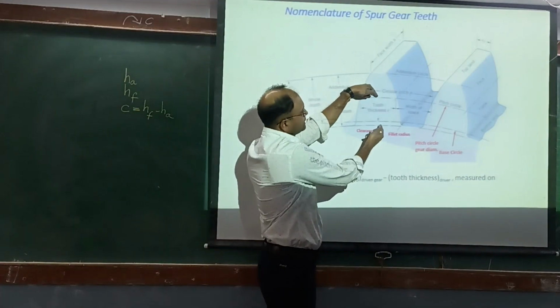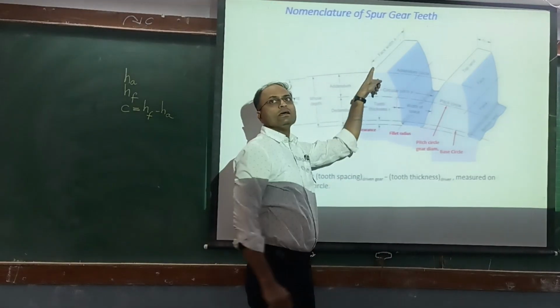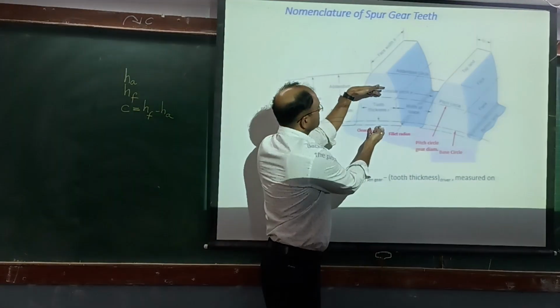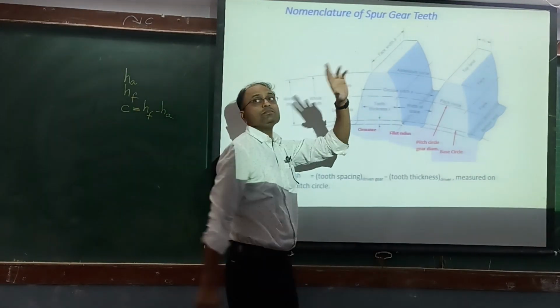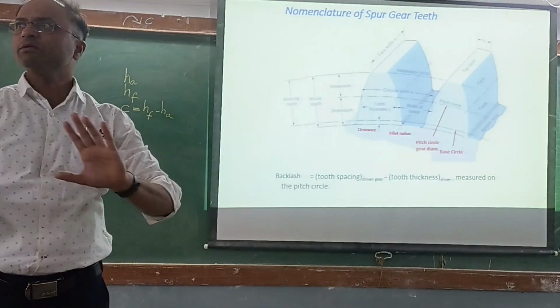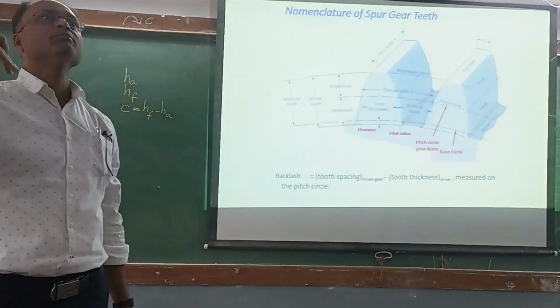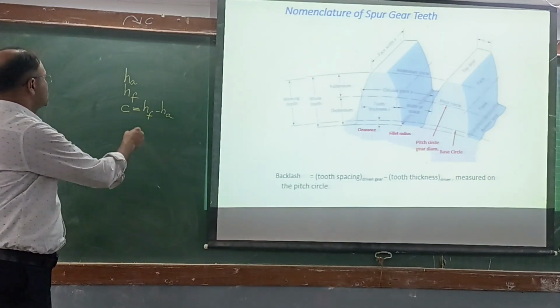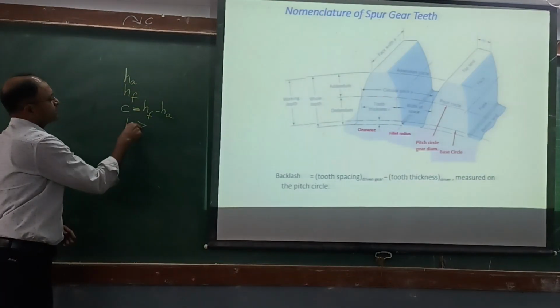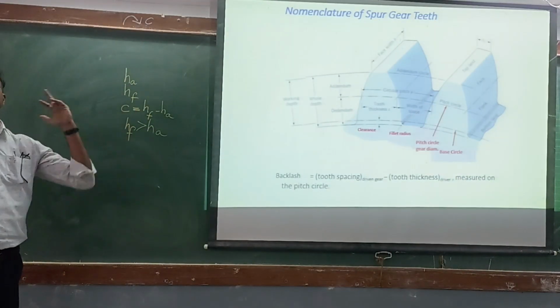This is dedendum. यहाँ से लेकर यहाँ तक क्या है? Dedendum. And यहाँ से लेकर ऊपर तक क्या है? Addendum. Okay, so dedendum minus this distance addendum. It means that dedendum is always slightly more than addendum. इसका other meaning क्या है? Dedendum is always slightly more than addendum. In actual practice, HF is always greater than HA, and that difference is called as clearance.